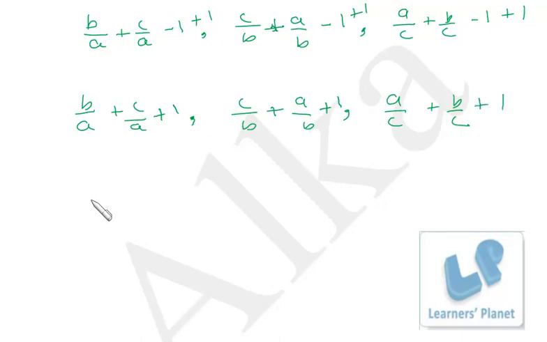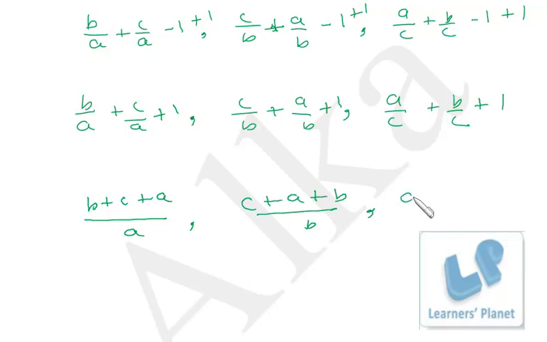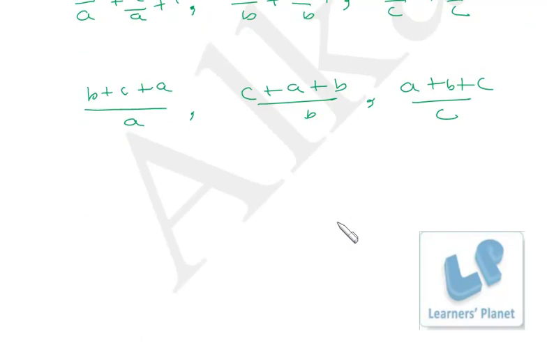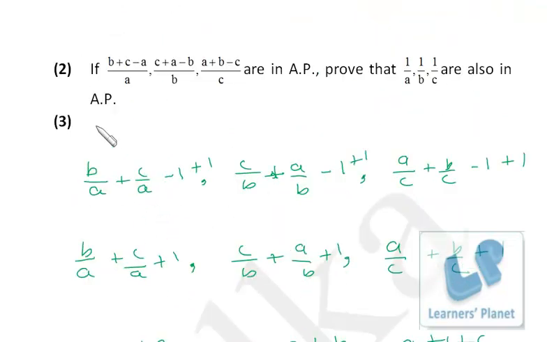Okay, so what I'll be getting, B plus C plus A upon A, C plus A plus B upon B, A plus B plus C upon C. They will also be in AP. Now if I divide all of them by A plus B plus C, I'll be getting 1 upon A, 1 upon B, 1 upon C. They are in AP. Okay, so that's very simple. We started with this term and I split B by A plus C by A minus A by A.